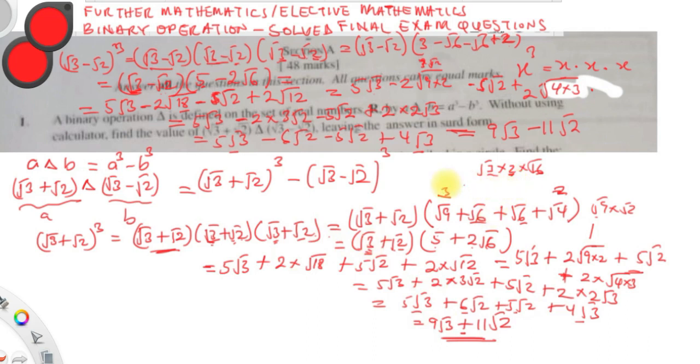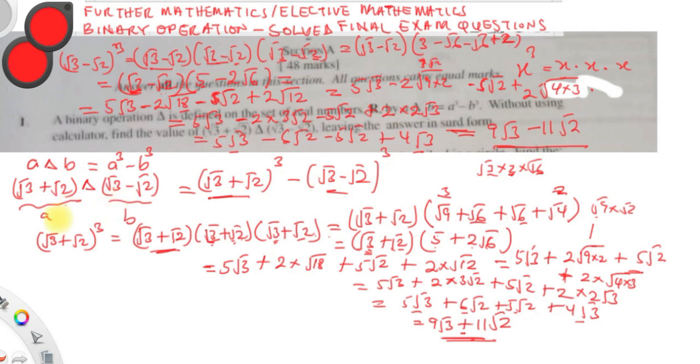Okay, so this is what you have. You have this 9 root 3 minus 11 root 2. Have you seen? So this is what you have. Don't forget, this is negative. This is negative. So we have this one. The answer of this is this one. Okay, and then the answer of this is also this one.